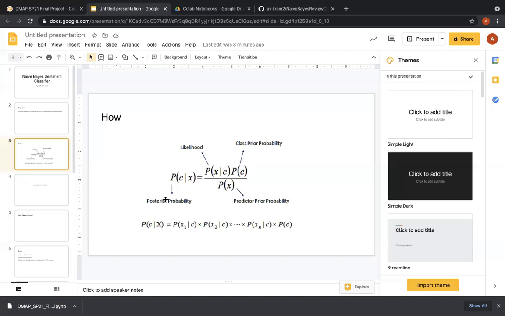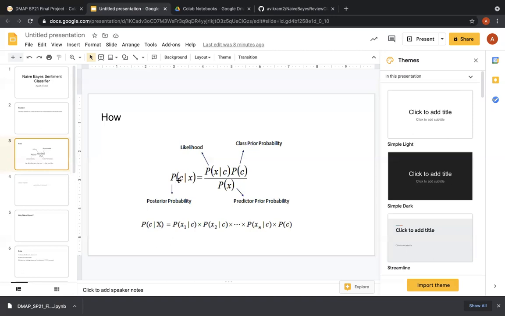In our case, we have two classes: positive or negative, the sentiment. So we want to calculate this posterior probability for each class. The posterior probability is given as P of C given X. So what is the probability of C given X? The C is the class, and X is quite simply the words that make up that review that we're trying to classify.